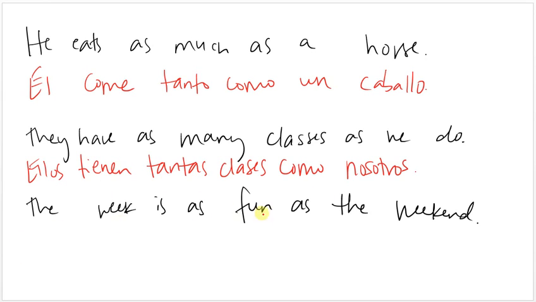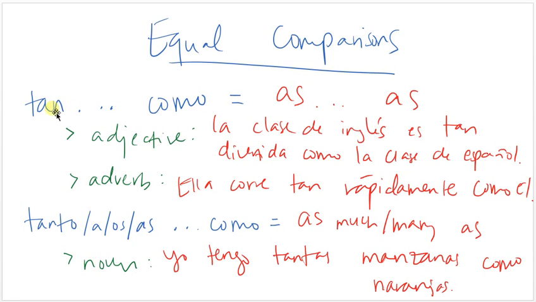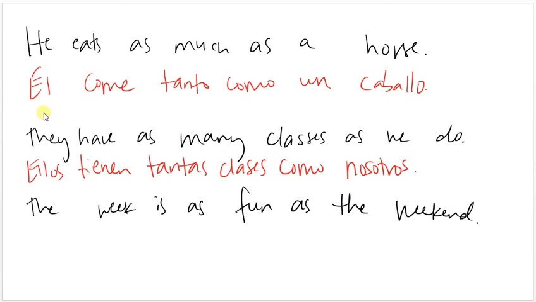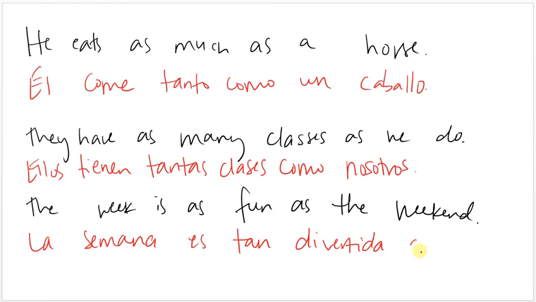Okay, the week is as fun as the weekend. That is so true, right? So here I have an adjective which I'm comparing. So if I have an adjective, it's going to be tan dot dot dot como or the tan adjective como. So the week is as fun as the weekend. La semana es tan divertida como el fin de semana. Who could not agree with that? Divertida has to be feminine and singular because semana is feminine and singular, and it's an adjective so it has to match in number and gender. The week is as fun as the weekend.